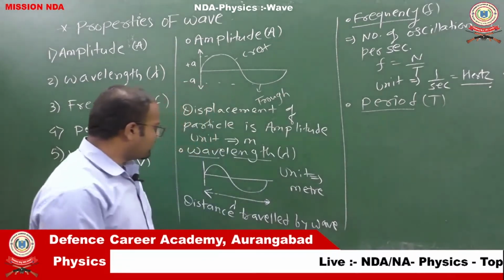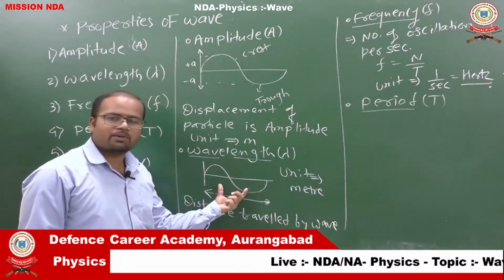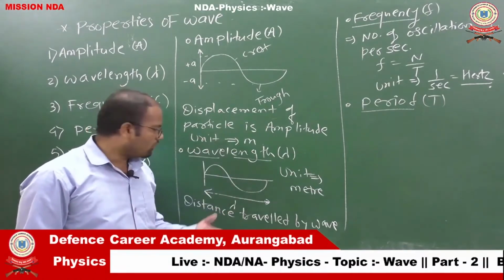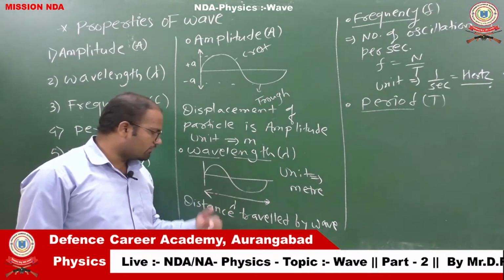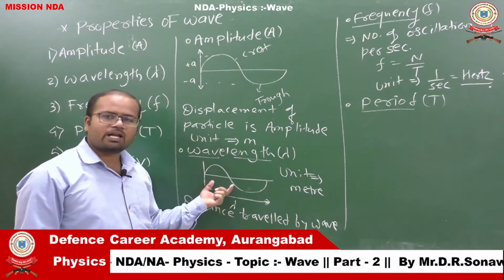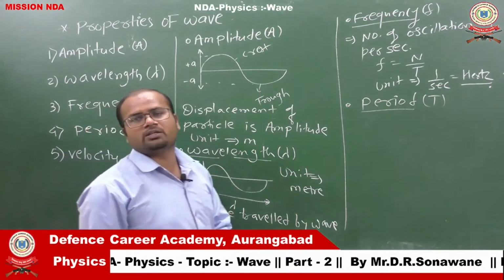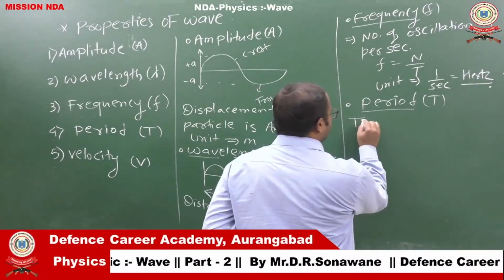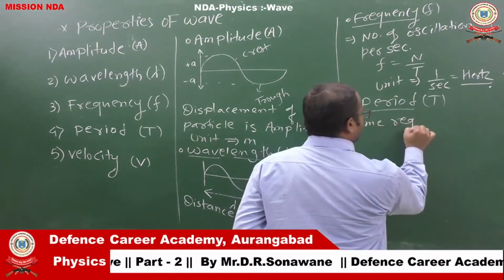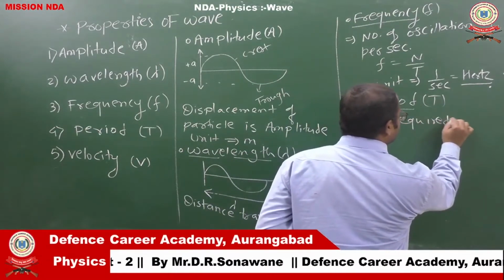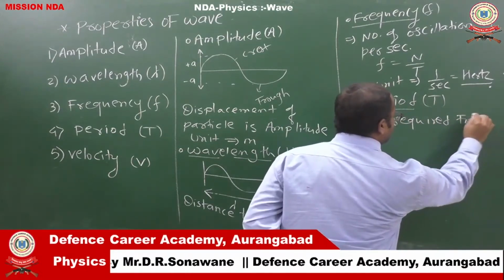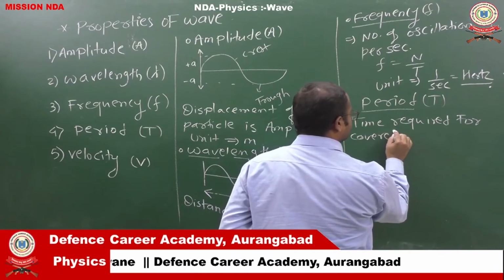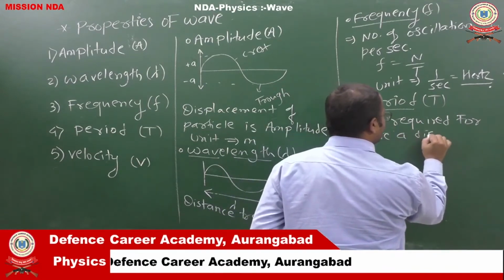The time required to travel a distance of one wave. One wave means what? One crest and one trough. So the time required to travel a distance of one wave is nothing but the period of the wave. So here we can say the time required to cover a distance of one wave.